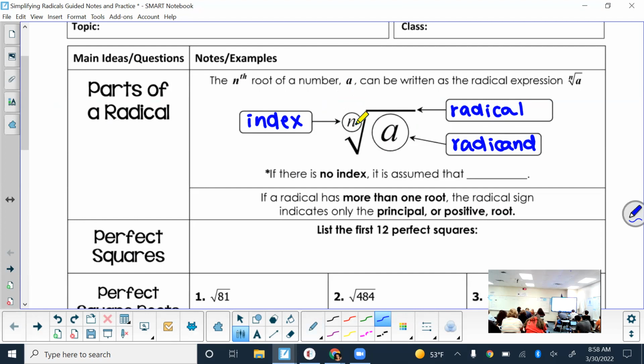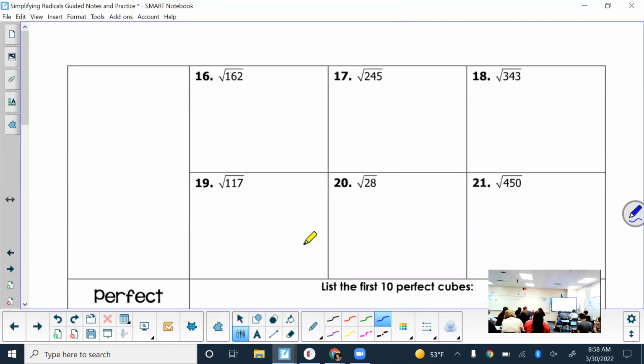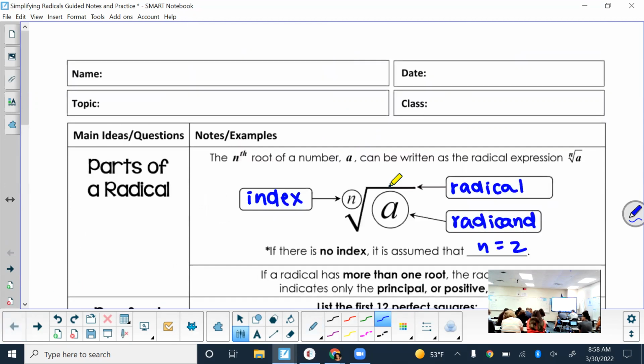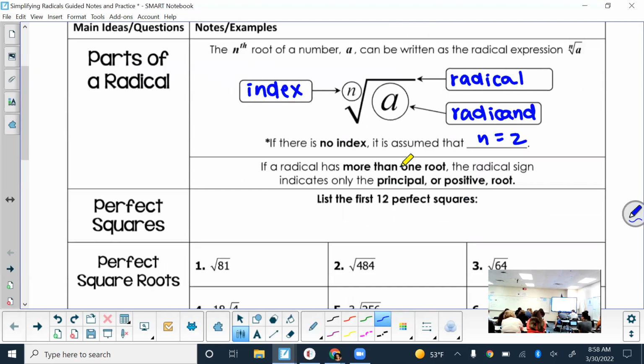So normally, what you guys have probably seen up until this point is that there's no little number right here. If there is no index, it's assumed that n equals 2. So if there's no little number here, this is assumed to be a square root symbol. But later, if you look on the back side of your notes, we're going to look at cube roots where the index is 3. So you have a little number to tell you that we're taking the cube root instead of the square root. All right, so questions on the different parts?